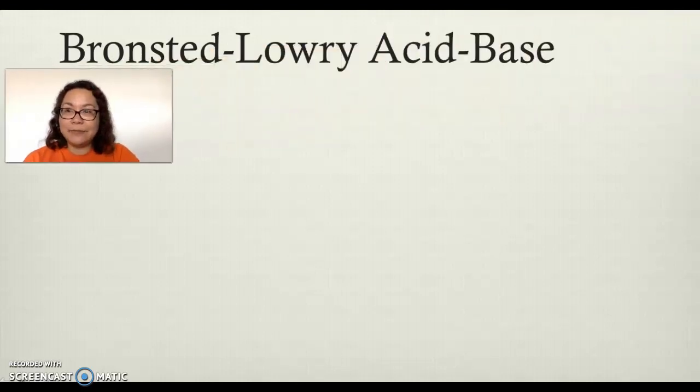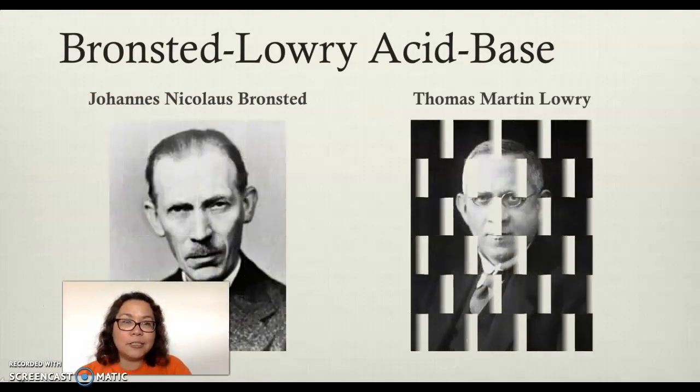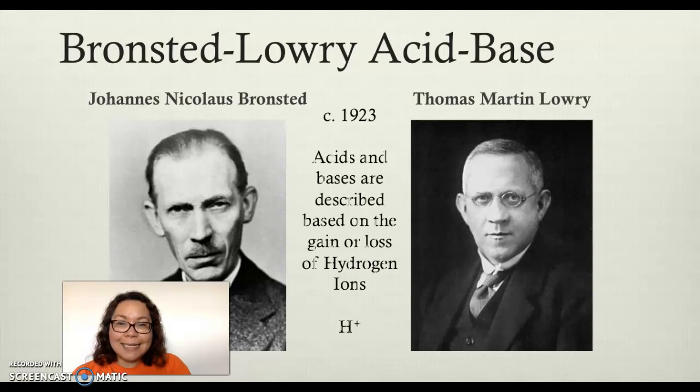That one is a little bit different and a little bit more refined, and it was proposed by Johannes Nicolaus Bronsted and also Thomas Martin Lowry at around 1923, where they said that to describe an acid and a base, it depends on substances that gain or lose hydrogen ions, just hydrogen ions, okay, not hydroxides, because it turns out that there are some bases that don't have the hydroxide.